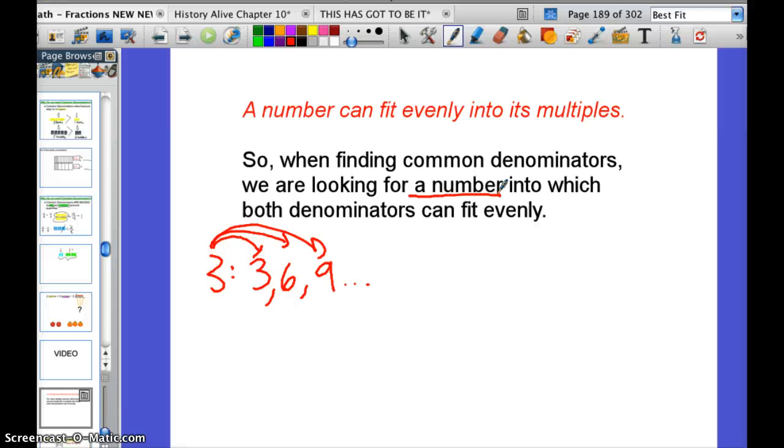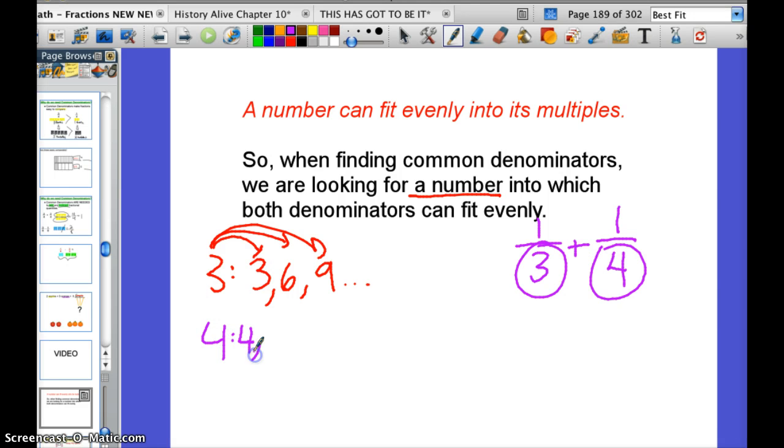So let's say we're taking a look at 1/3 plus, let's say 1/4. Both of these denominators must be able to fit into a number evenly in order for us to make that amount of divisions on our number line. You can think of it that way. So some of 4's multiples: 4, 8, well, we have to actually take this one a little bit further. There we go. 4, 8, 12.